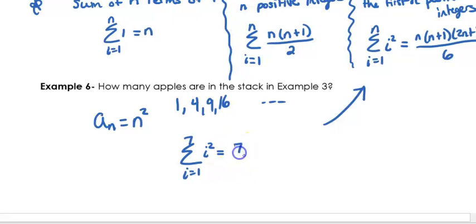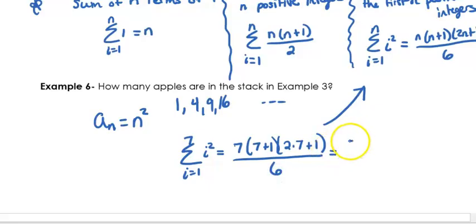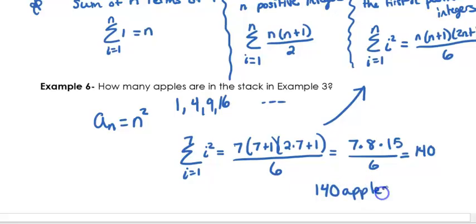So I do n, which is 7, n plus 1, so 7 plus 1, 2 times n plus 1, so 2 times 7 plus 1, all over 6. So I have 7 times 8 times 15 all over 6. And that gets me 140. So in that grocery store example, to do this pyramid using 7 layers of apples, we would need 140 apples.